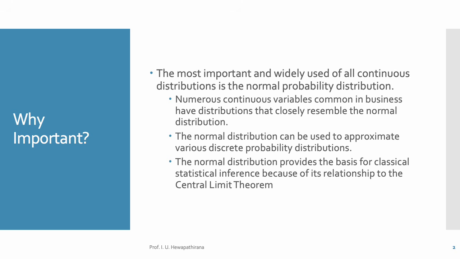The normal distribution can also be used to approximate various other discrete probability distributions. You have already seen how we approximate the binomial distribution using the Poisson distribution when we talked about discrete distributions. But now we can also use the normal distribution to approximate other distributions.